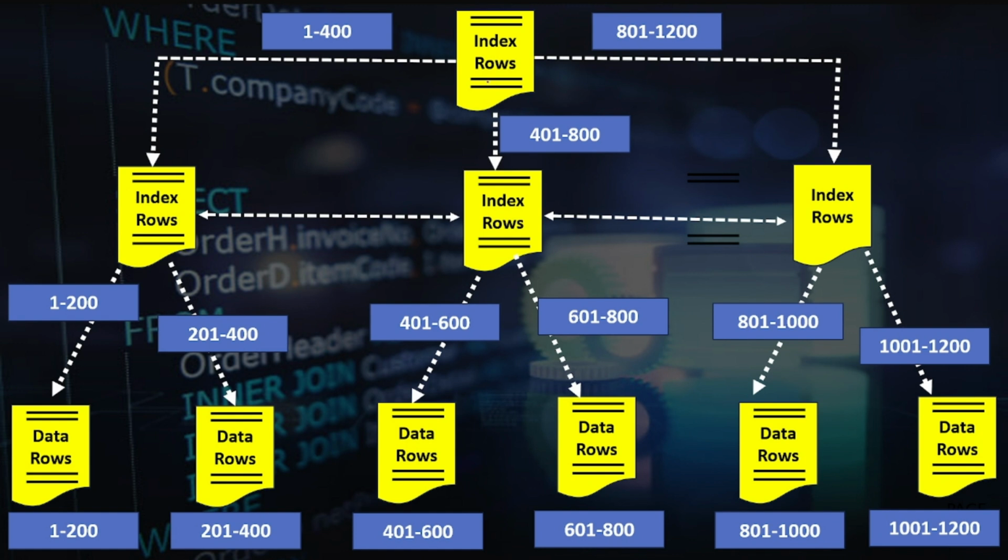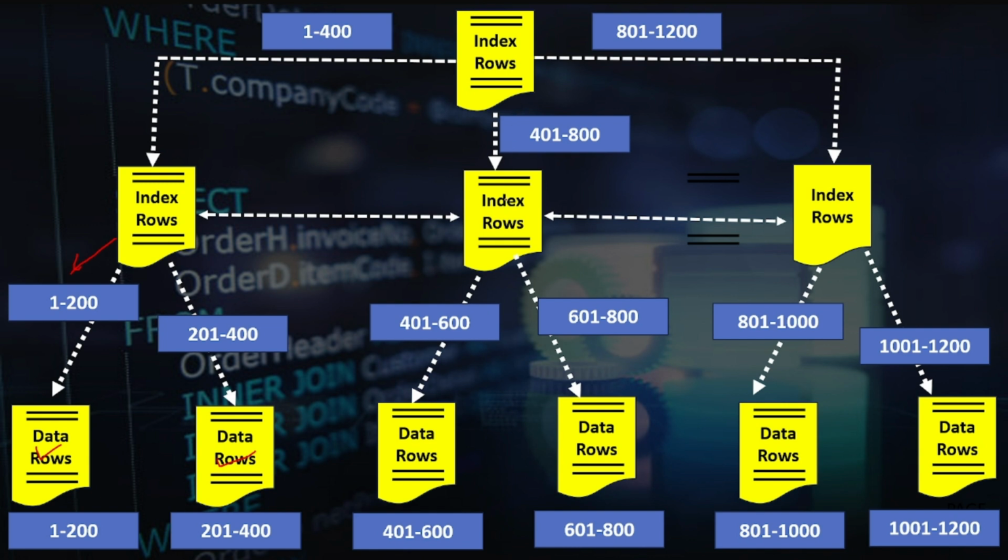This tree structure is a B-tree. And if you know the concept of a B-tree, the left side has the smaller values, the right side has the greater ones. So here, this particular index will have 1 to 400. And out of this 1 to 400, 1 to 200 will be in the left data leaf node, and 201 to 400 in the right data leaf node, right?